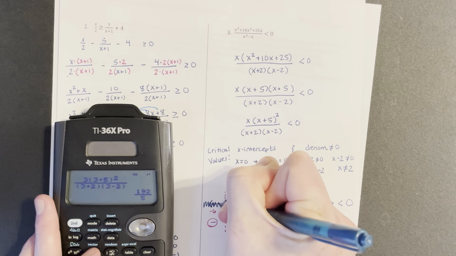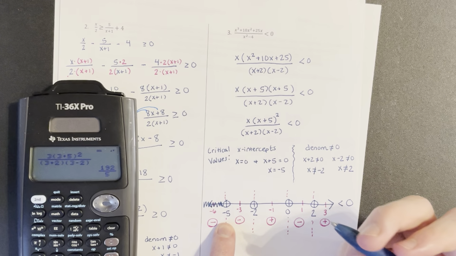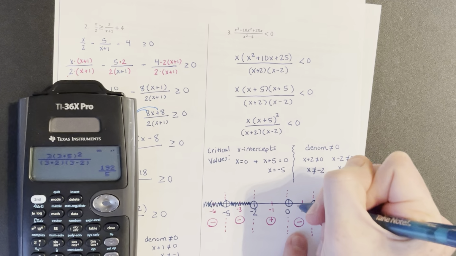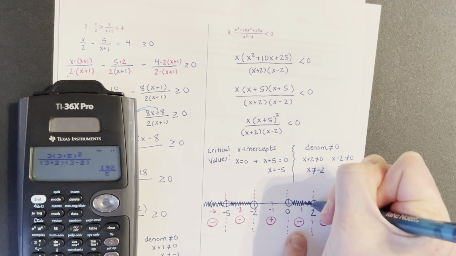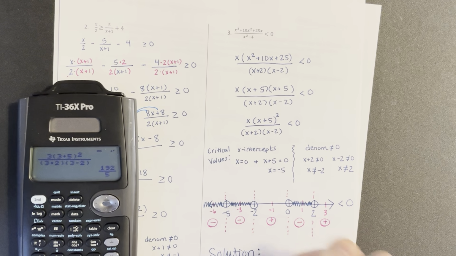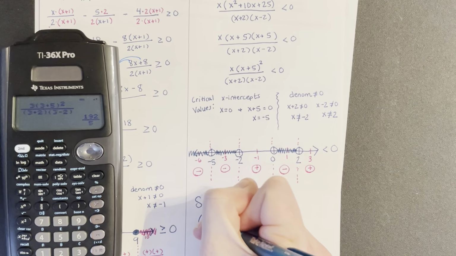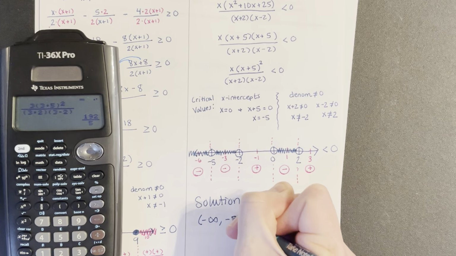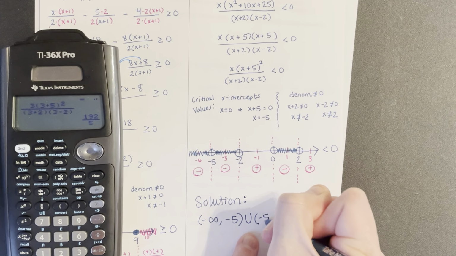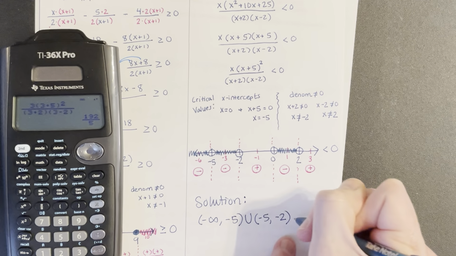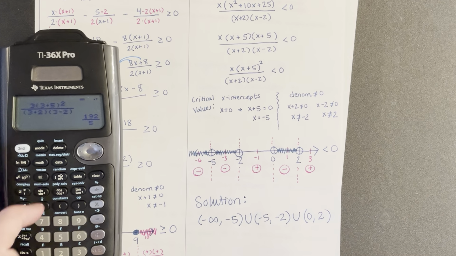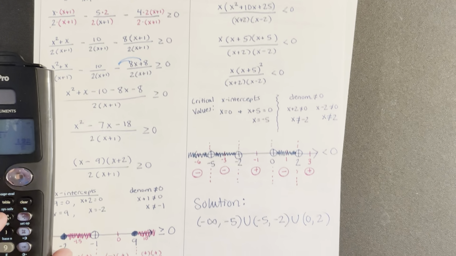Here's a negative. We have to skip over -5. This second interval here is also negative. And then we had another one here. So this solution region will come out to be -infinity all the way to -5, excluding -5, union, then -5 to -2, union, 0 to 2. All right, so try the rest of these that are in the lab manual for some practice.